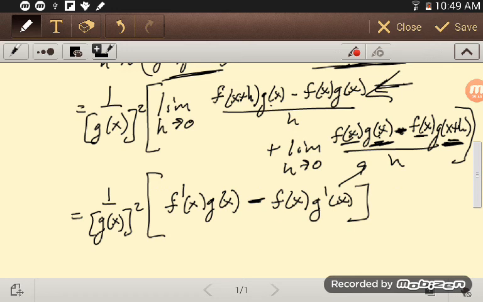There's the quotient rule, and that's our proof that that's actually how we take derivatives of quotients.